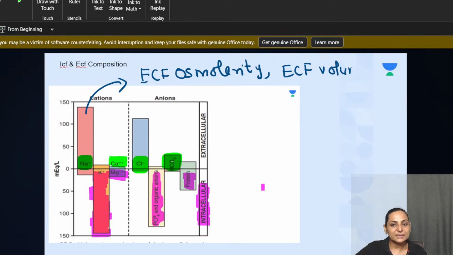So whenever you see that there is water redistribution, and whenever there is a change in the osmolarity, one of the most important ions to be considered is sodium. Your osmolarity is in the range of 280 to 290 milliosmoles per liter, and the maximum contributor to osmolarity is sodium. Remember, about 220 milliosmoles per liter of osmolarity is contributed by sodium. Wherever sodium will be there, chloride will be there.